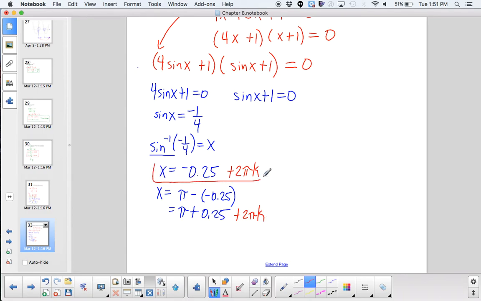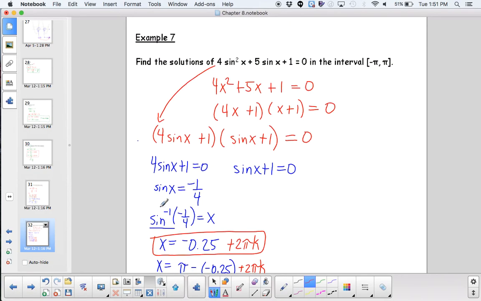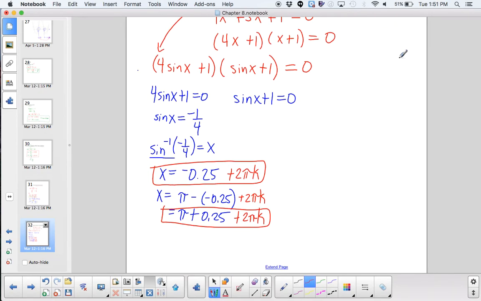And so we have these. That would have plus 2 pi k too. And this one. But if you notice, in the end what we're going to need to do is make sure it's on the interval from negative pi to pi. But we'll take care of that in just a few minutes. Let's go ahead and solve the second equation now.